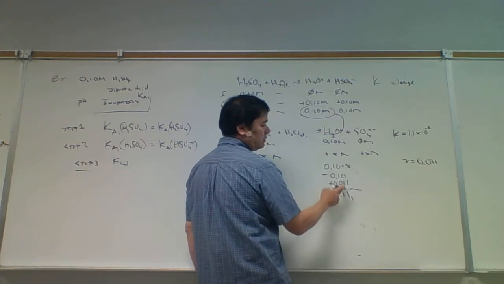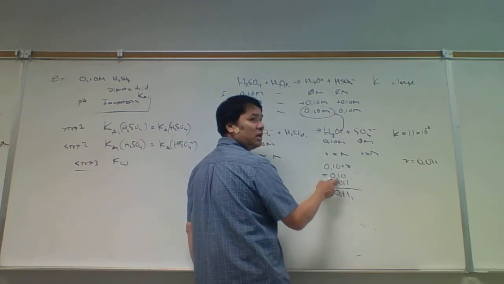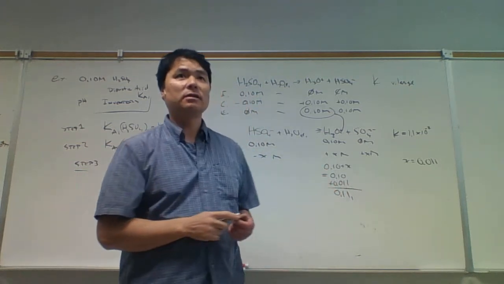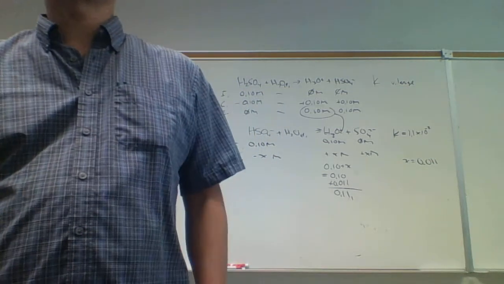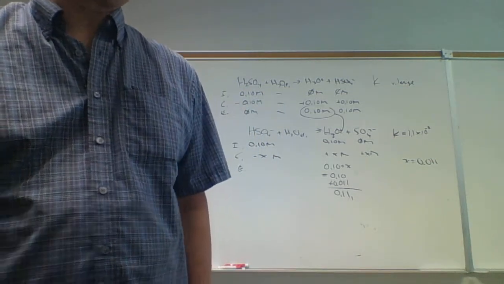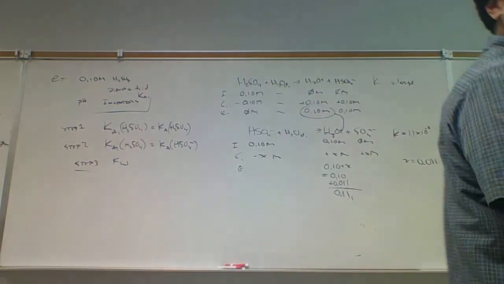0.111. And so it looks like about 10% additional hydronium comes in from step 2, which would impact the pH significantly. And so I'm going to stop here since we're out of time.